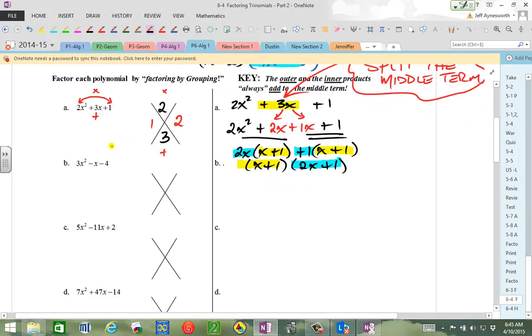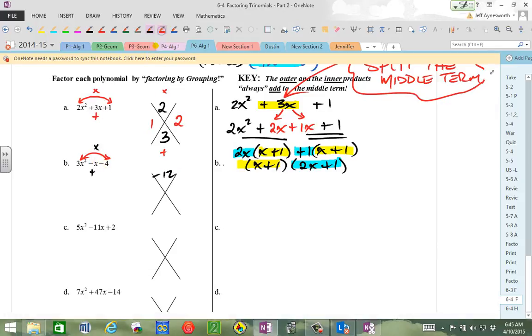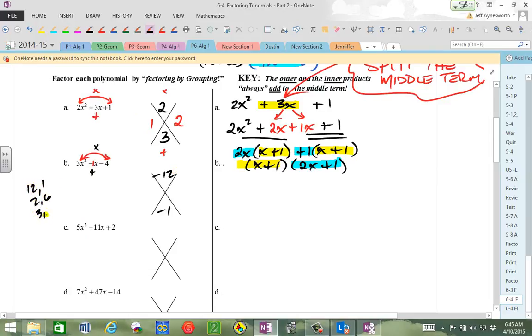Okay? We're going to multiply 3 and negative 4, and that's obviously negative 12. So what two numbers multiply to negative 12 and add to, let me see, this is a negative 1 right here. So let's put a negative 1. So now I'm thinking, what two numbers multiply to negative 12 and add to negative 1? Now I know the factors of 12 are 12 and 1, 2 and 6, and 3 and 4. Those are the factors of 12, factor pairs.